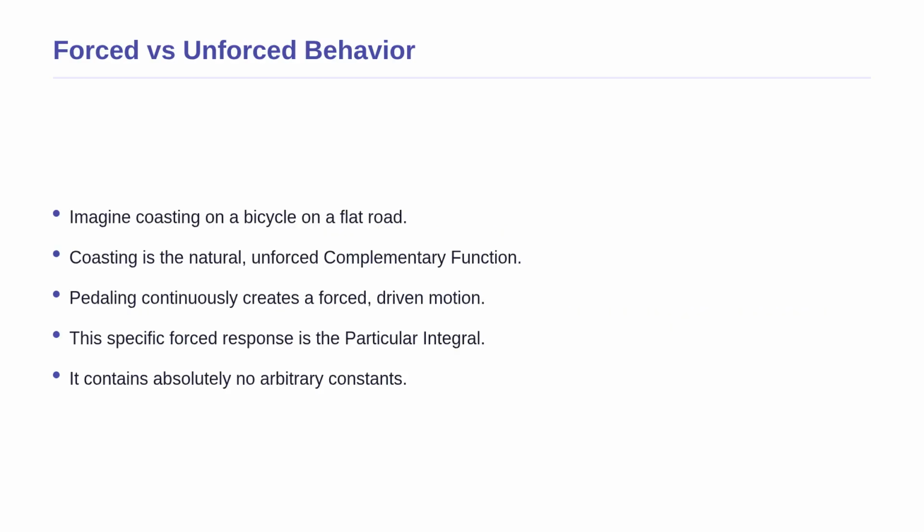To start, imagine you are riding a bicycle on a completely flat road. If you stop pedaling, the bike will eventually coast to a stop due to friction. In mathematics, this natural, unforced coasting behavior is called the complementary function. Now, imagine you start pedaling continuously with a steady, rhythmic push. The bike's new motion is a direct result of your active pedaling.